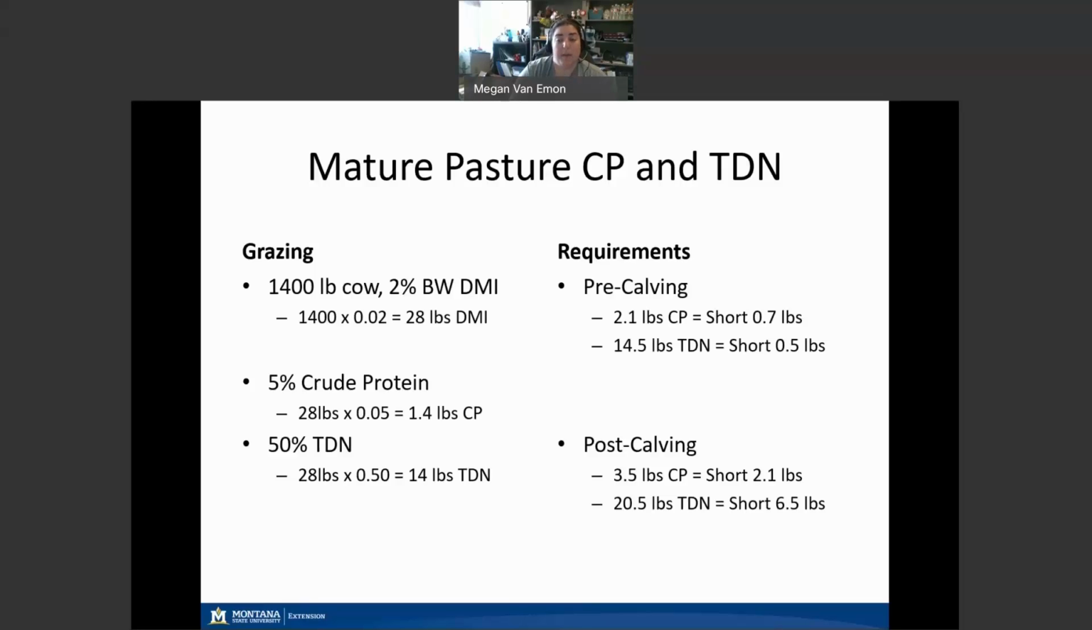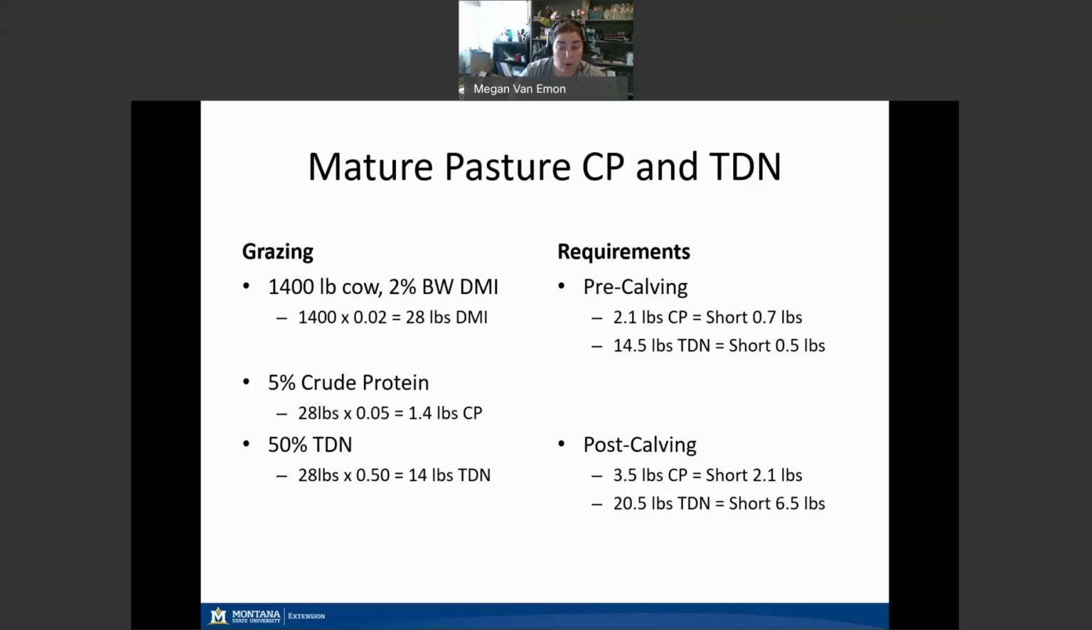Now, if we start thinking back to that previous slide of where those requirements were sitting, and we're going to look at pre-calving first. She required 2.1 pounds of protein each day. So we just subtract 1.4 from 2.1, and we get that she is short on protein by about 0.7 pounds. We do the similar equation with our energy, and she is short about half a pound of energy. Now that's pre-calving.